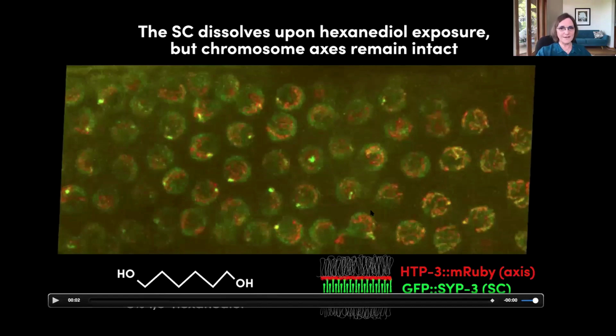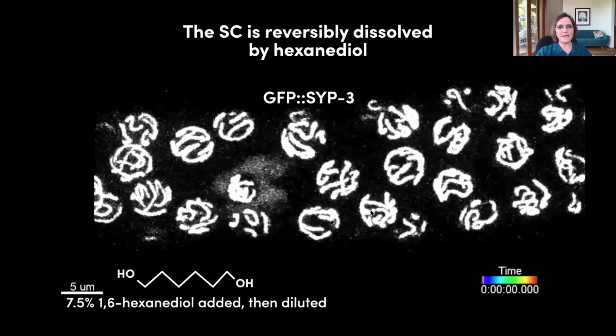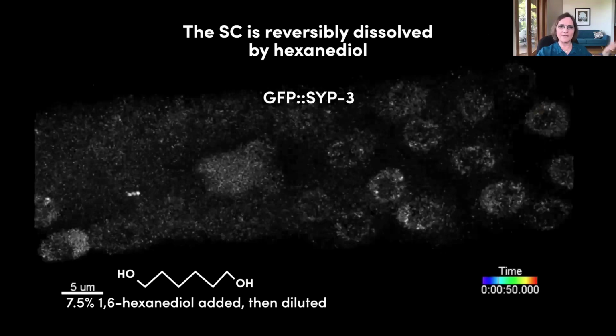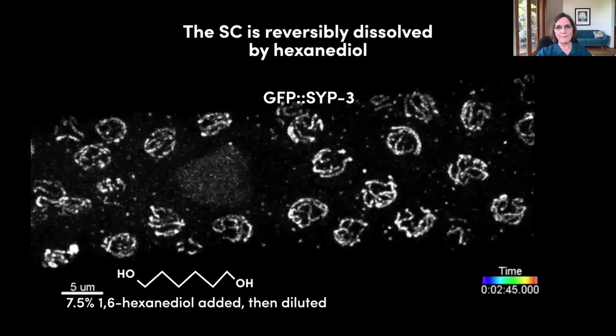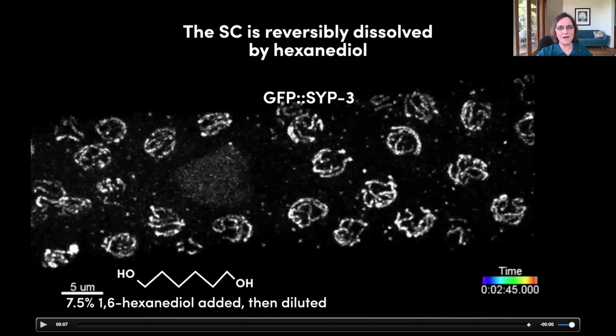So that was an intriguing finding. He also found, as is often the case in phase-separated systems, that this dissolution by hexane diol is reversible. So if you add hexane diol to C. elegans gonads, the SC comes apart, and then if you dilute the hexane diol, those proteins reassemble between the chromosomes very rapidly, in the space of a minute or two, much faster than they normally assemble along chromosomes. So this started to smell like the synaptonemal complex might be assembling through a condensation mechanism. And so we wanted to explore this further.